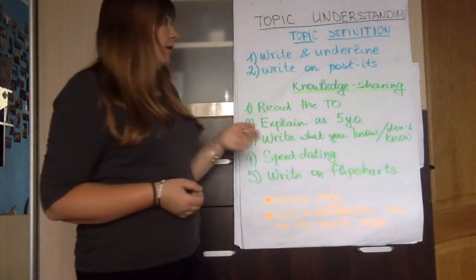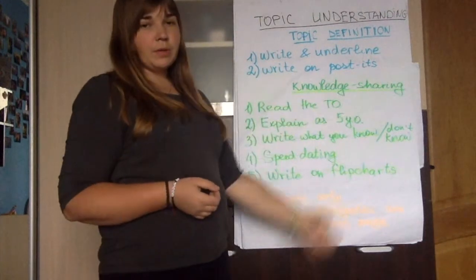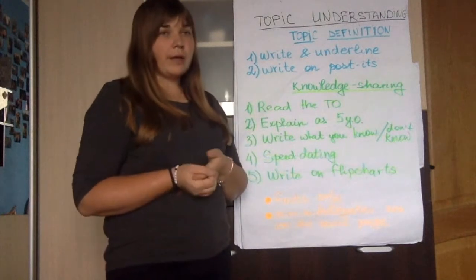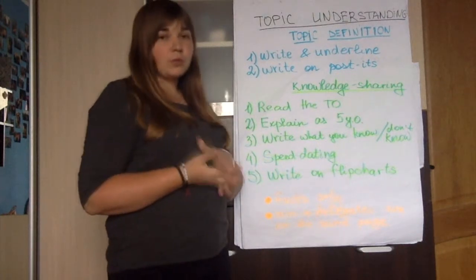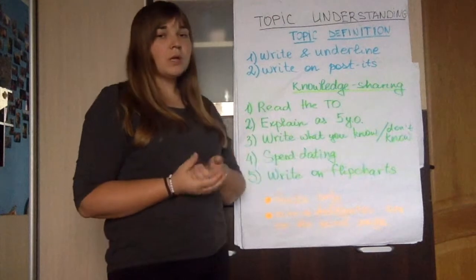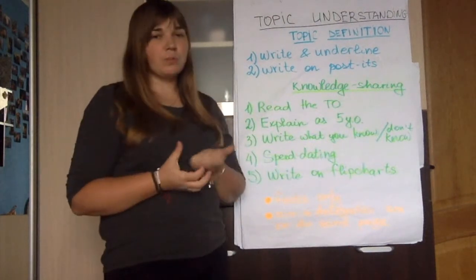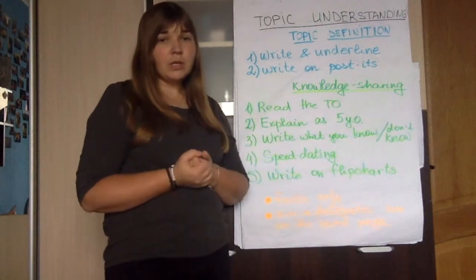Write and underline is when you write the topic on a flip chart, then you ask delegates to point out the most important words and word combinations, and you underline those. And then you ask delegates to choose the three most important words or word combinations.